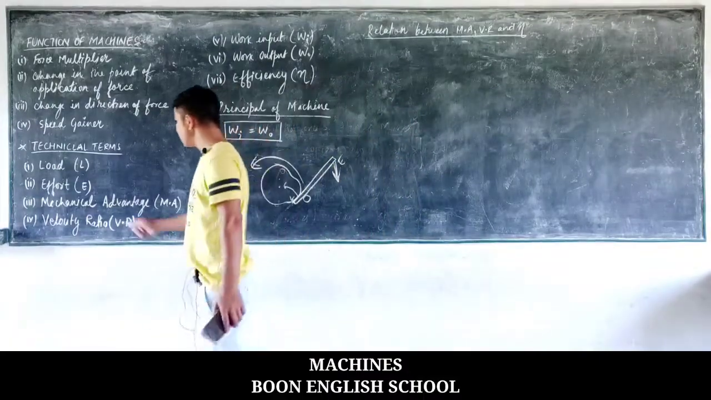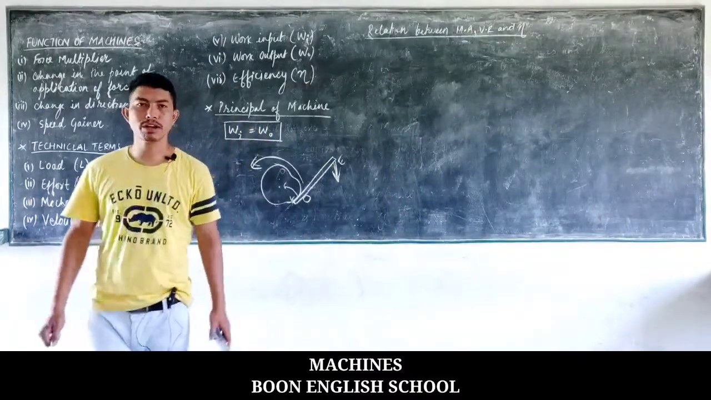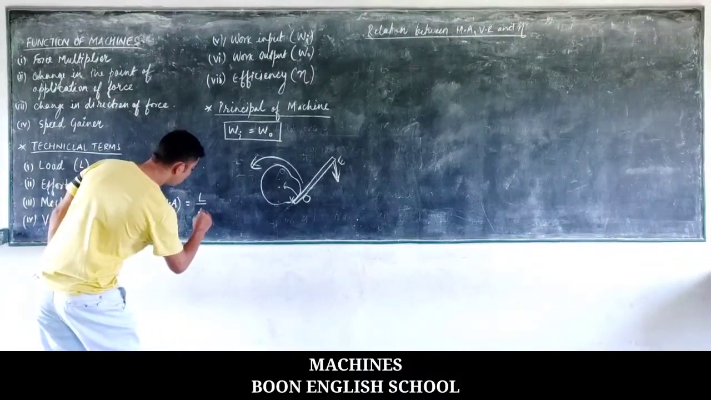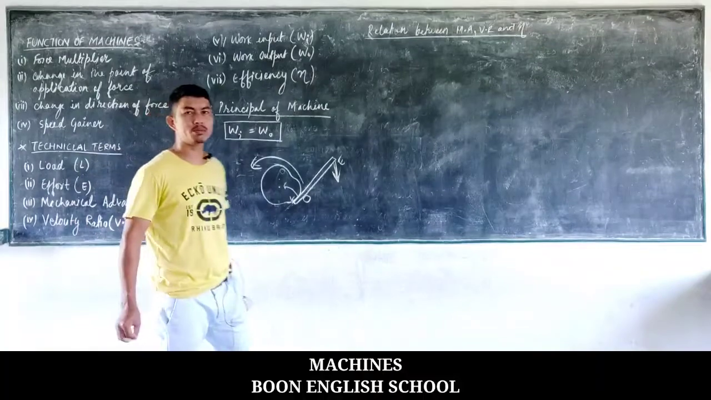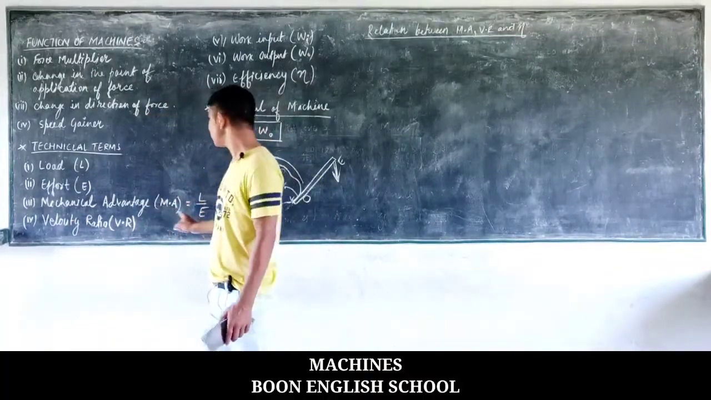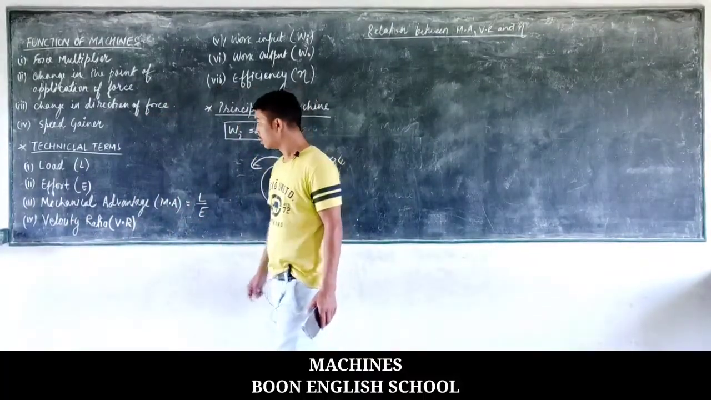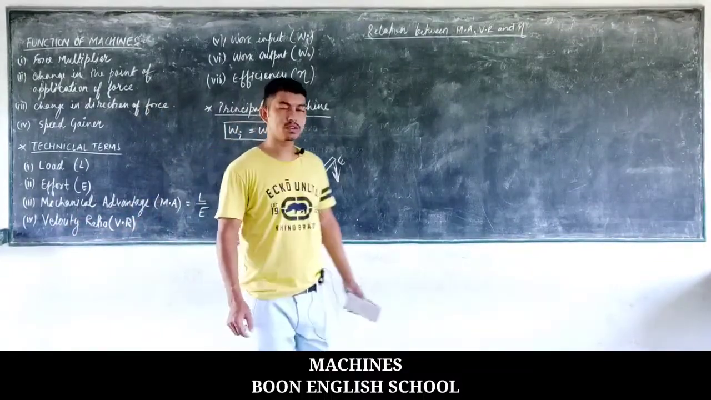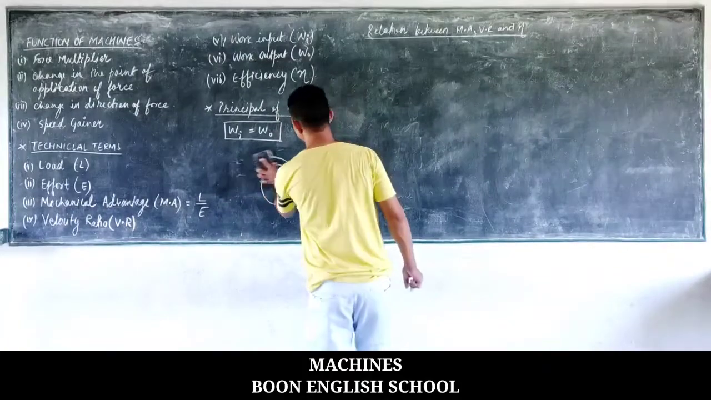Now the third term is the mechanical advantage. So what is mechanical advantage? It is simply defined as the ratio of load to the effort. Okay, so load divided by effort is said to be the mechanical advantage. Now another term we have is the velocity ratio. To understand this, we will take a simple example of a seesaw.